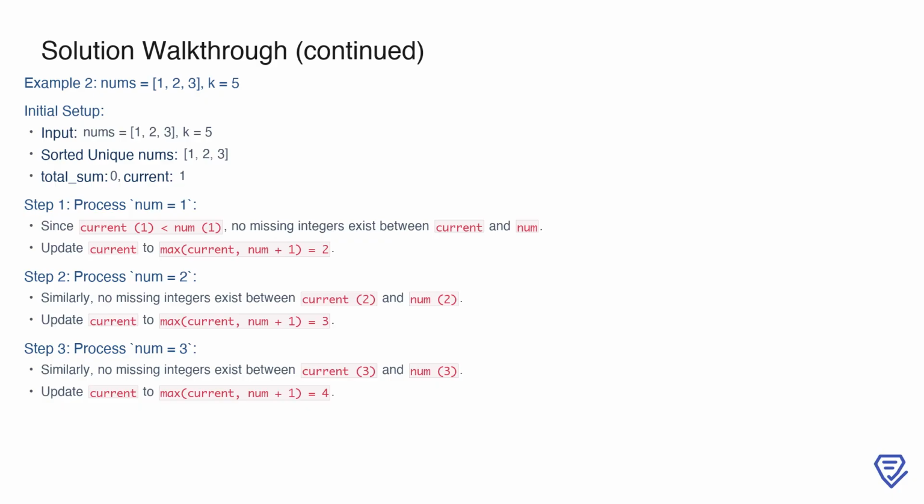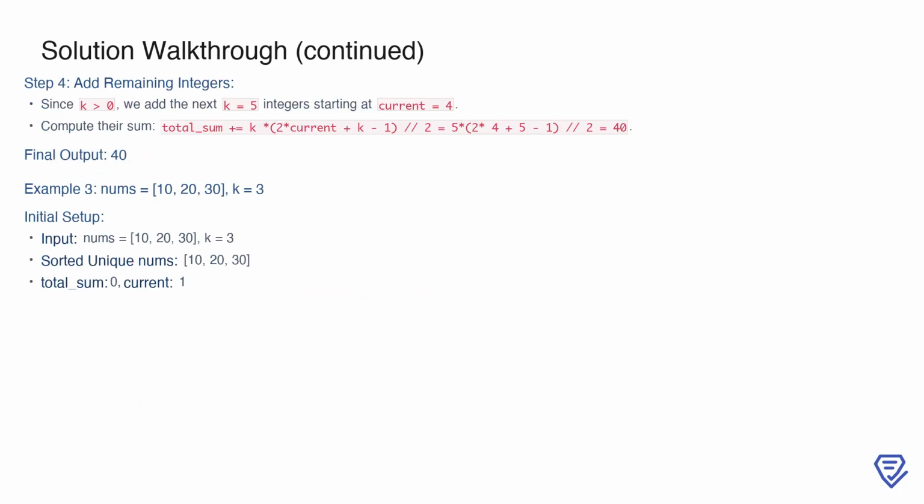At this point, we have processed all elements of nums, and k remains 5. This means we still need to add the next 5 integers. Since k is greater than 0, we now add the next k integers starting from current, which is 4. Using the formula for the sum of the first k integers starting at current, we compute total_sum += k * (2 * current + k - 1) // 2.